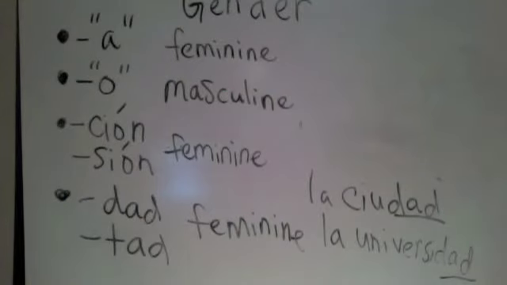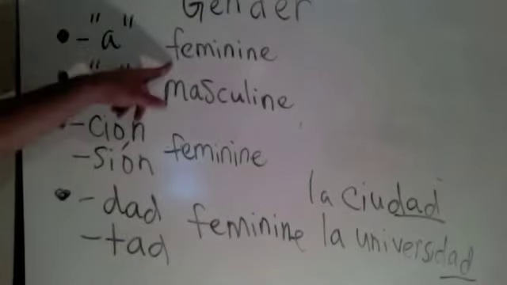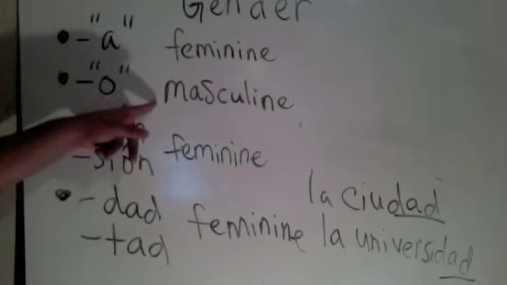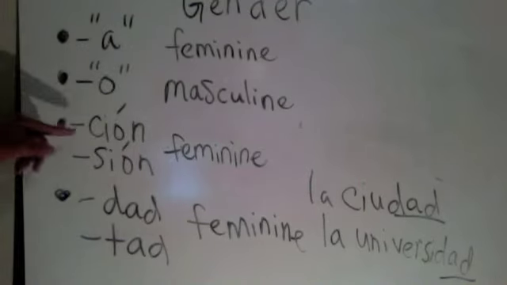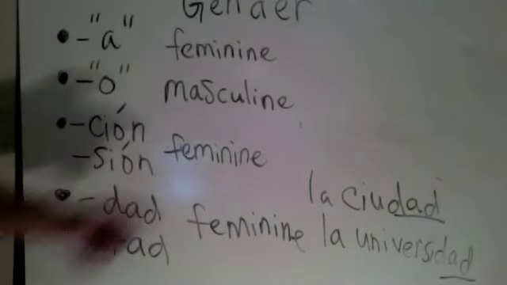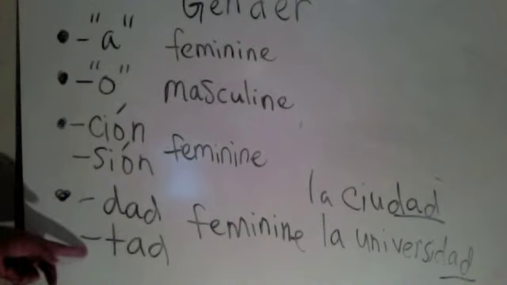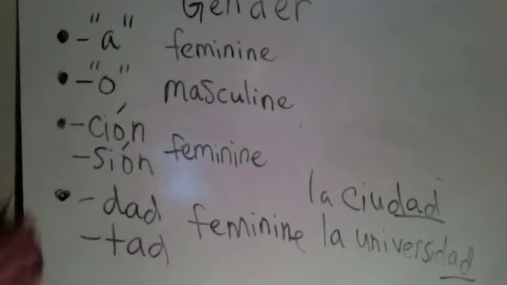Okay, so let's review. Gender. Here are some tips to help you remember gender. If it ends with an A, it's usually feminine. We did have some exceptions, but don't focus on those too much. If it ends with an O, it's probably masculine. If it ends with sion, with a C or an S, it's probably feminine. Finally, if it ends with dad or tad, it's probably feminine also.